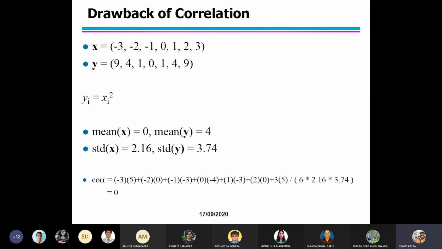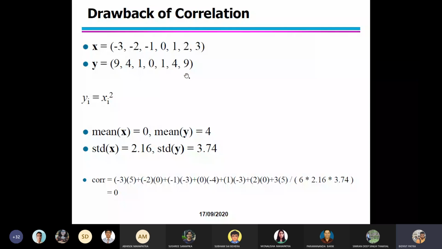Here is one example of the drawback of correlation. This is like y equal to x squared. Here the value of x is increasing and the value of y is also increasing. But here the value of x is increasing while the value of y is decreasing. So this is not very consistent. We cannot say this relation is a linear relation, so we need some nonlinear relation.